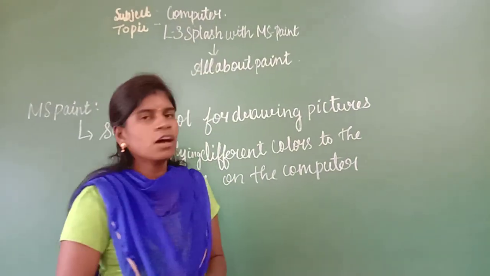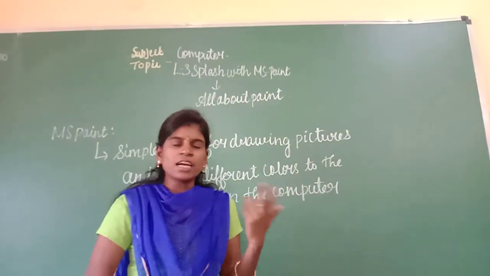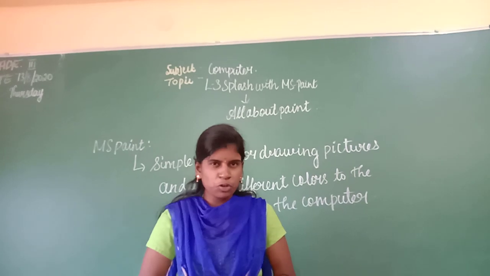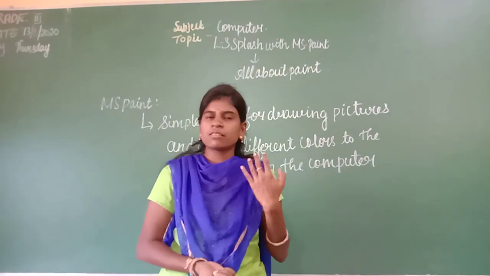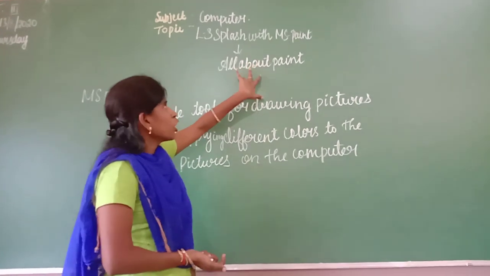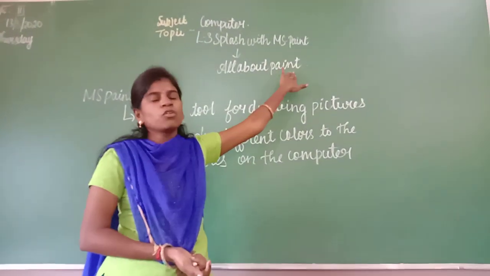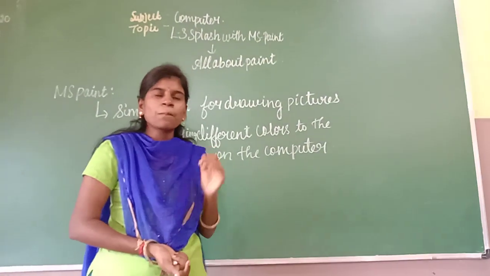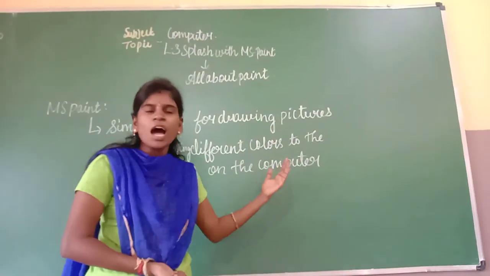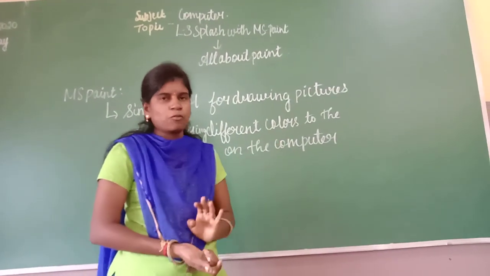Today we are going to learn about a painting concept. In the last two chapters we learned about the input devices and output devices that are available in our computer. This is an interesting topic. We are going to learn about the painting concept. In grade 2 you learned about the painting concept, but you learned only a particular icon, a particular tool that is available in our paint window.